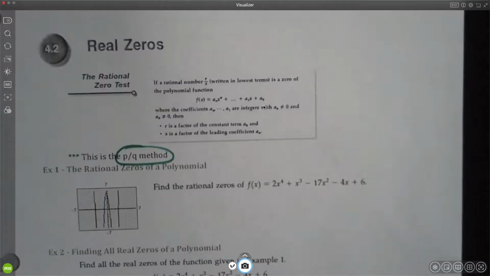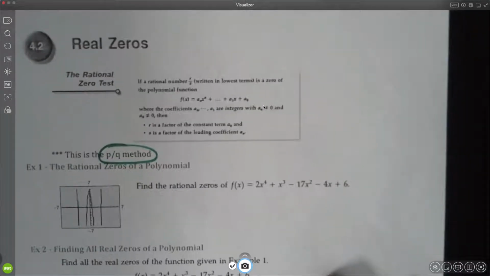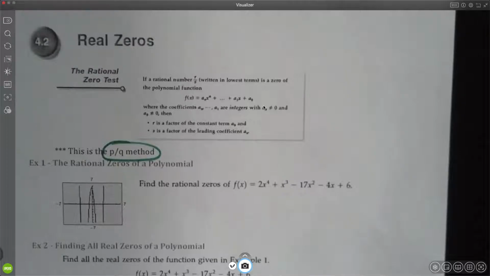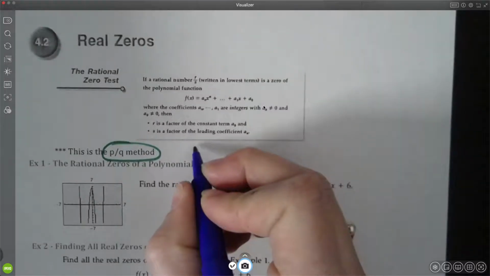Okay, so 4-2, real zeros. I kind of gave them an introduction before I started recording. Sorry, so they kind of know some of this information already. 4-2 boils down to the P over Q method. Okay, so P over Q.